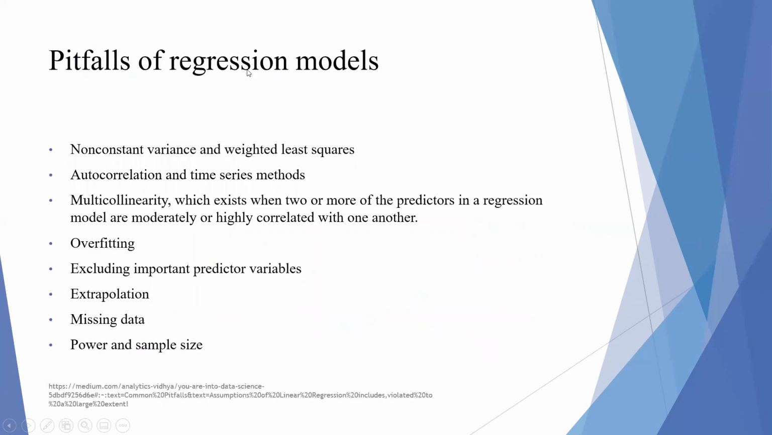So what are the pitfalls of these regression models? Non-constant variance, autocorrelation, multicollinearity, which exists when two or more predictors in a regression model are moderately or highly correlated with one another. Overfitting, excluding important predictor variables, exploration, missing data, and power and sample size.